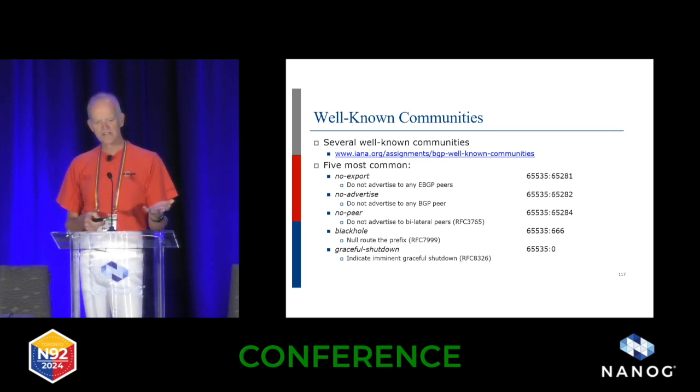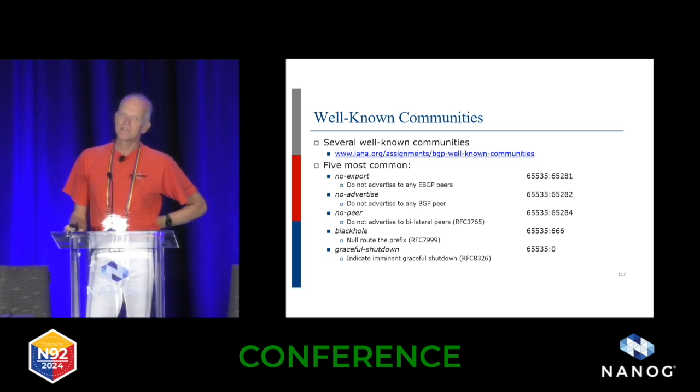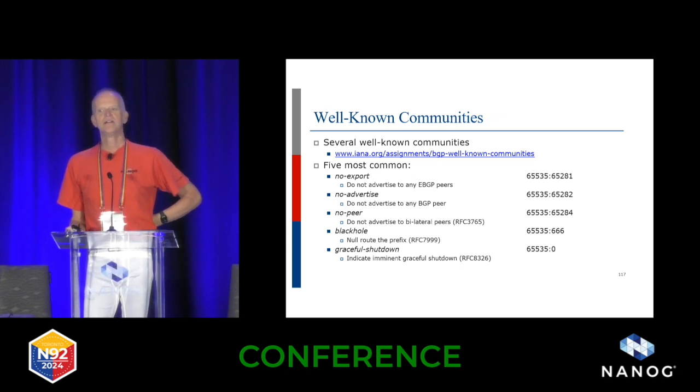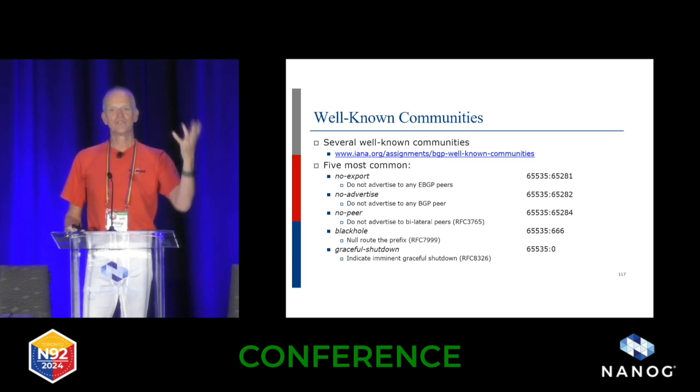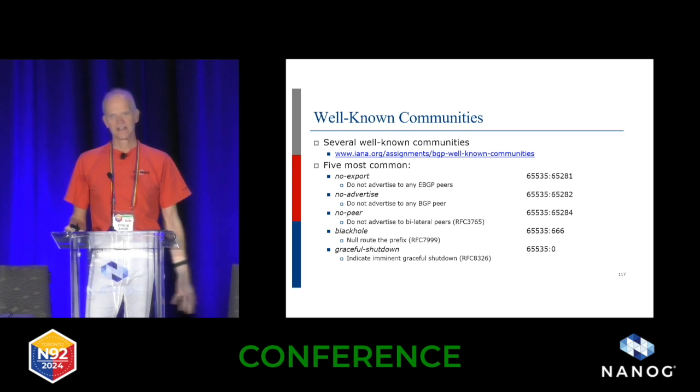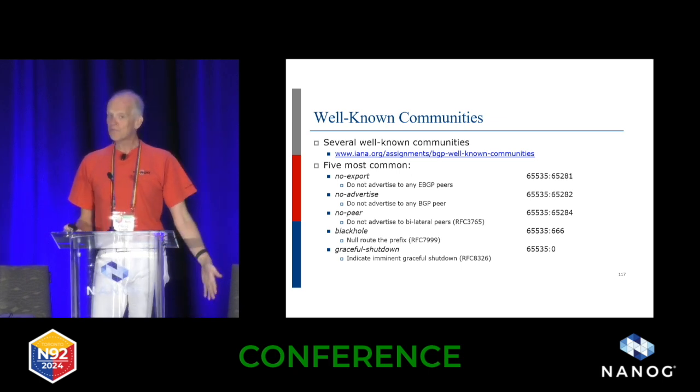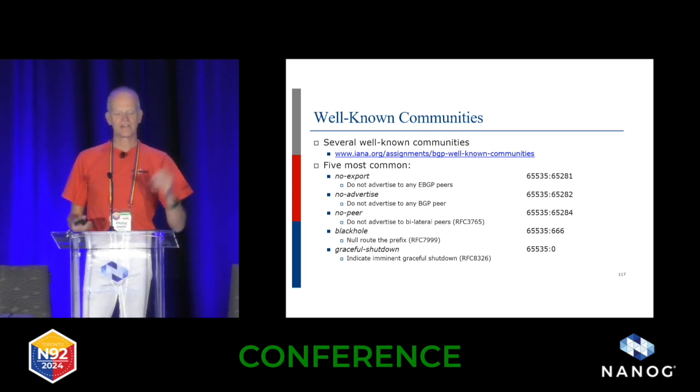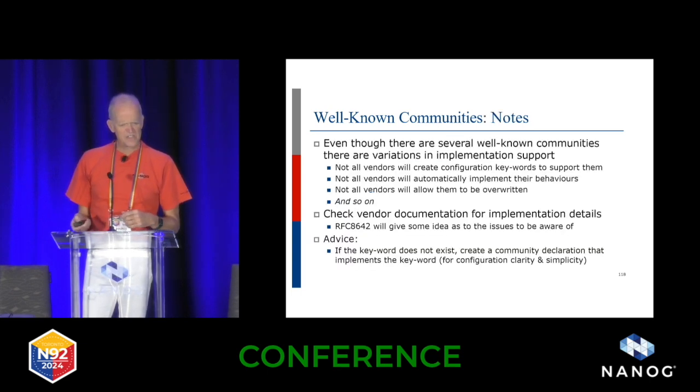And then the graceful shutdown, which is the 65535:0, which is letting a peer know that, hey, we're going to shut down this BGP session soon. What they will then do is look for that community, set an incredibly low local preference on the link, and so the traffic will find another path. I think I've got some examples here. I've talked about this before.